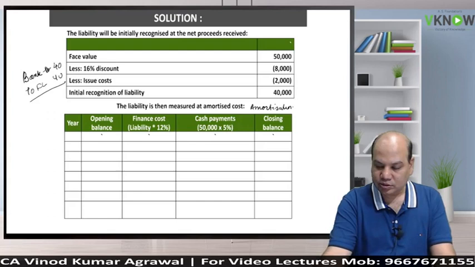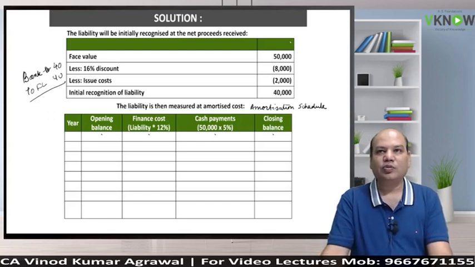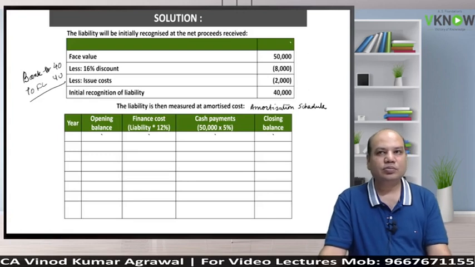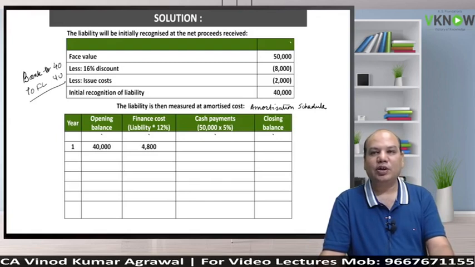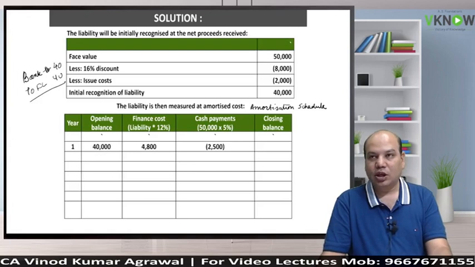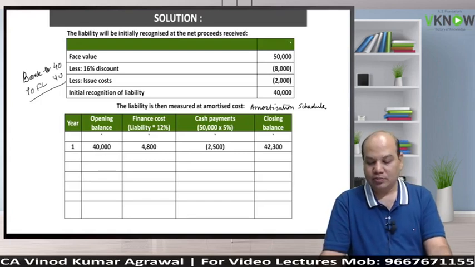Amortization schedule means how the liability account will move, or how the liability account would look like. So indirectly it is like a ledger of the liability. You have year 1 opening balance 40,000. On 40,000 we will calculate effective interest at 12%, which is 4,800, and you will make the payment, so we will reduce 2,500. So closing balance will be 42,300.